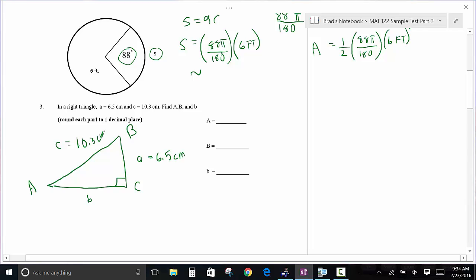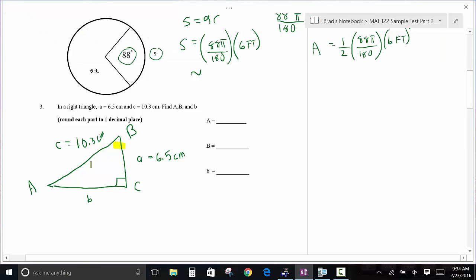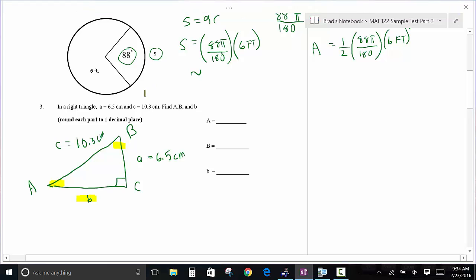So we're going to find the rest of the parts of the triangle. That means we've got to find angle A, angle B, and side b. Those are going to be the things that we're going to work on. First of all, how would you find the missing side on this? C squared minus A squared. Yeah, that's the Pythagorean theorem, so you can do that. And of course, you'd have to use your calculator on that.